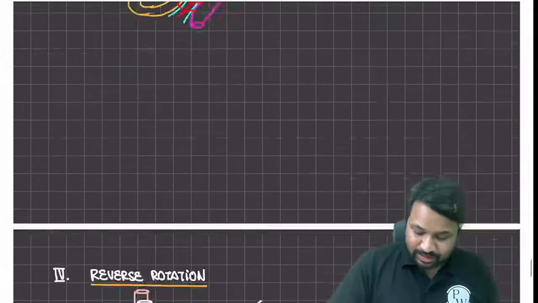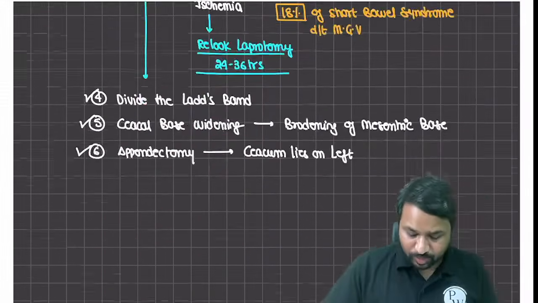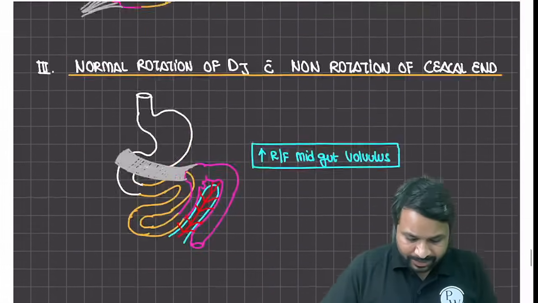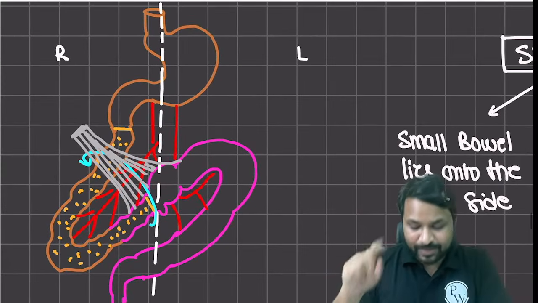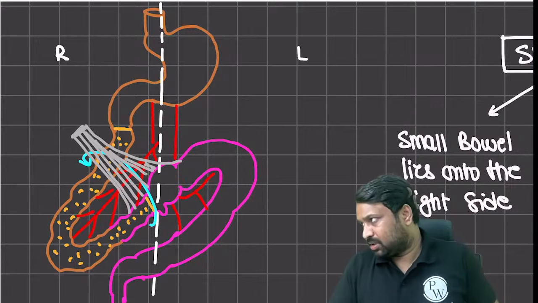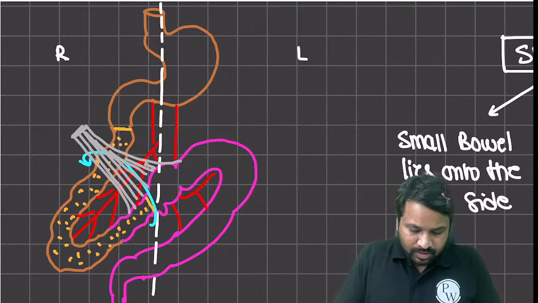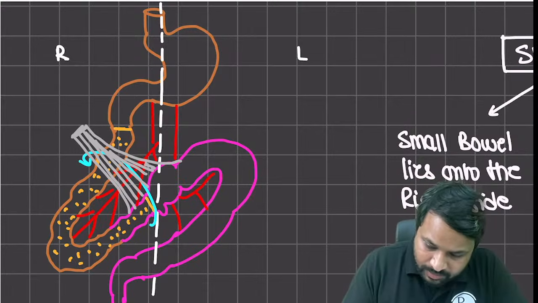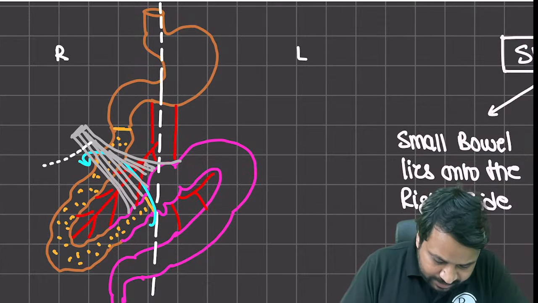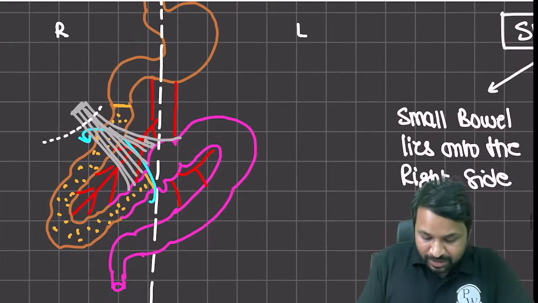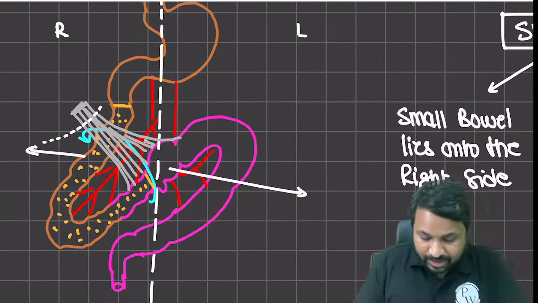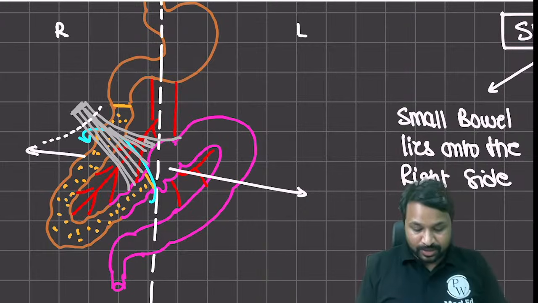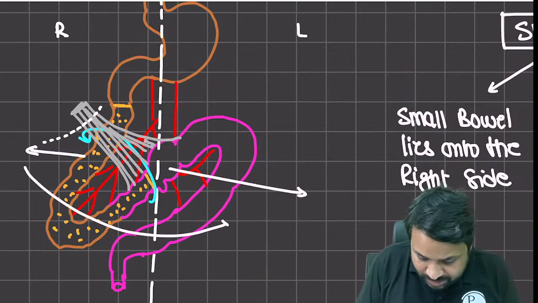Widening of the cecal base is basically when you divide. No, I'll come back here. So what I do is, here you can see there's a Ladd's band here. So first thing I'll do, when I say divide the Ladd's band, I'm going to divide this. This is the Ladd's band. When I divide the Ladd's band, you can see the cecum is going far away from here. Bowel is coming here. So this whole space gets widened.